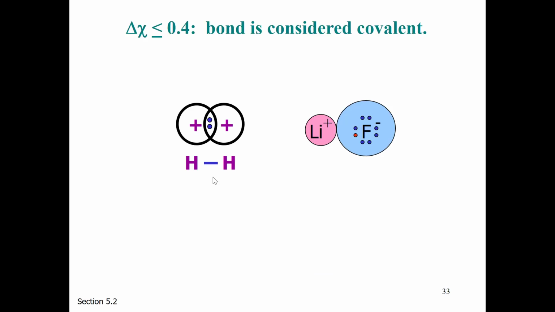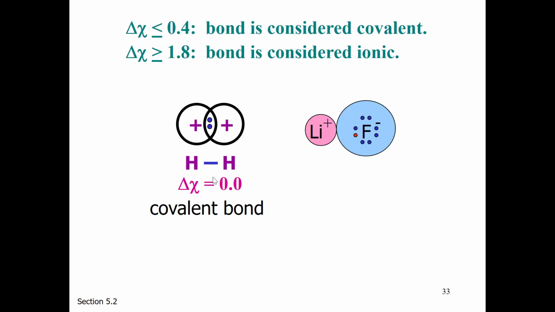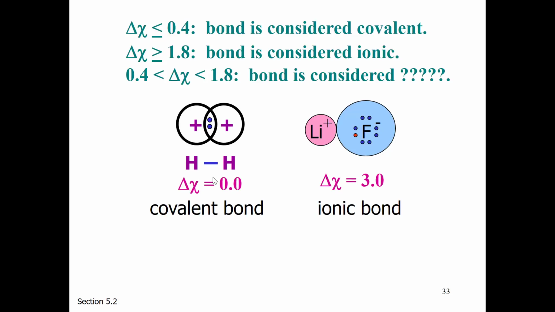Now these are kind of the two extremes. If delta chi is less than or equal to 0.4, we call that a covalent bond. That would be hydrogen to hydrogen. If delta chi is greater than or equal to 1.8, we would consider the bond ionic. And that would be the lithium fluoride example with an ionic bond. But what if it's in between? What if delta chi is less than 1.8 but greater than 0.4?